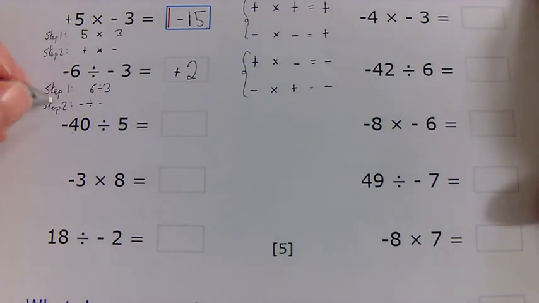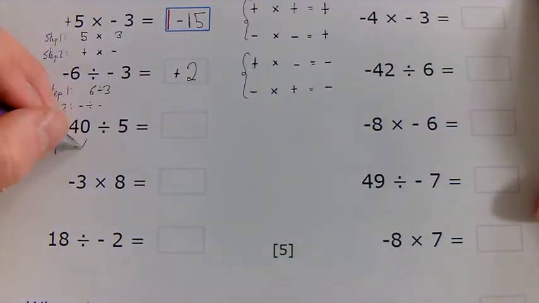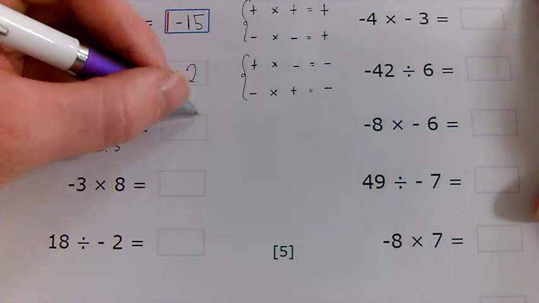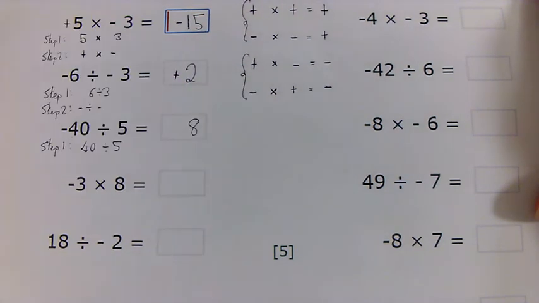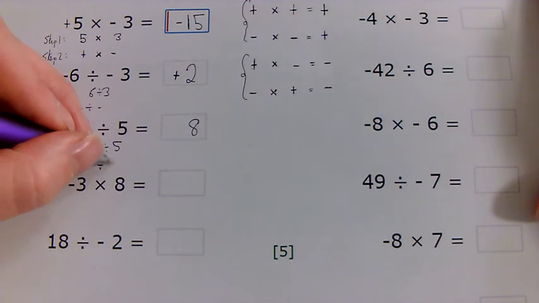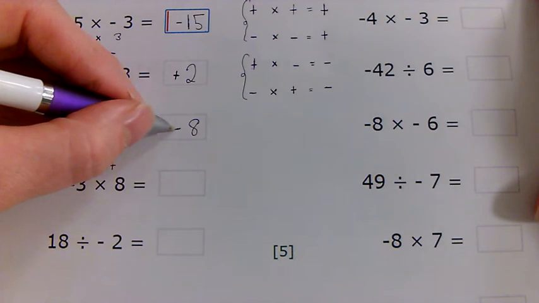Next question. So step 1 is going to be just focus on the digits of the numbers. So it's 40 divided by 5. 40 divided by 5 is an 8. Step 2 is a negative divided by a positive, and that will give me a negative answer.